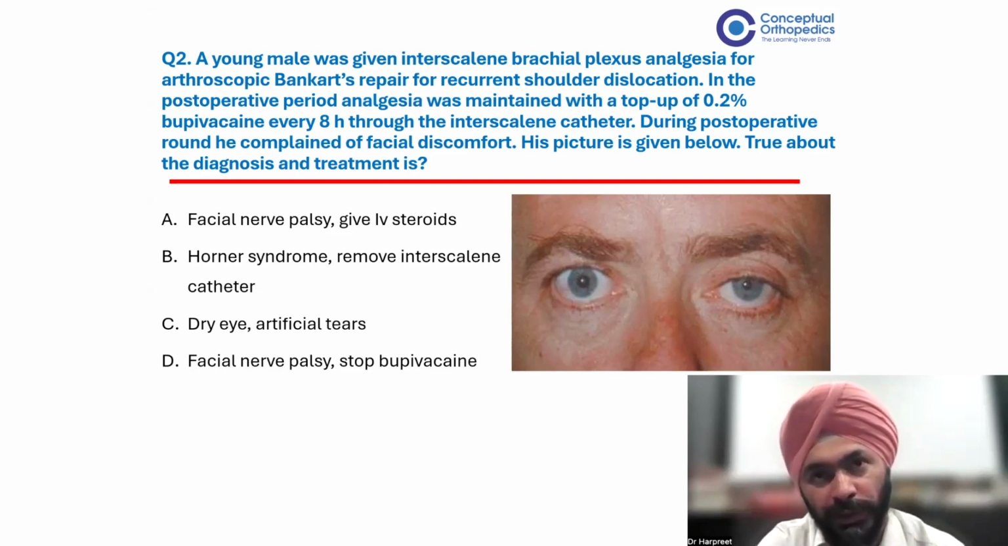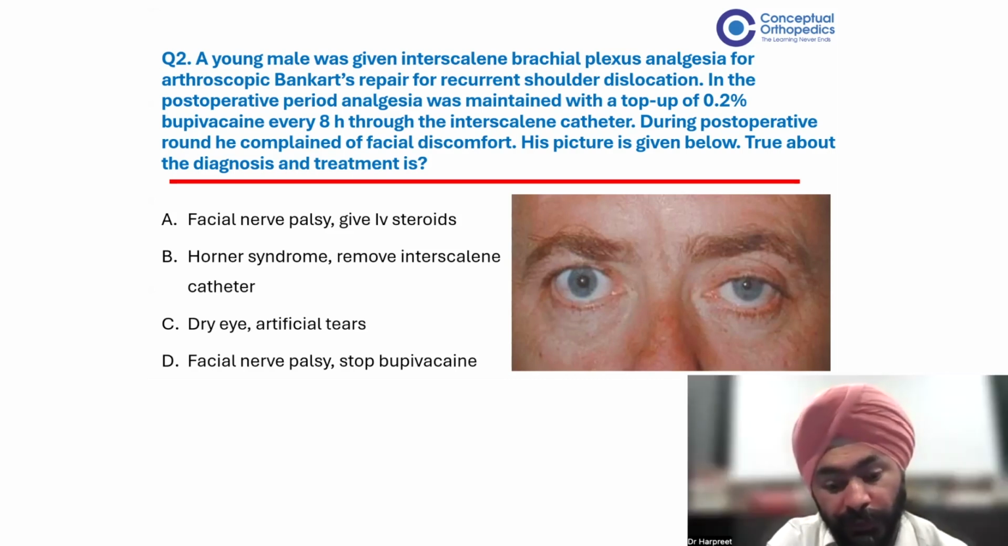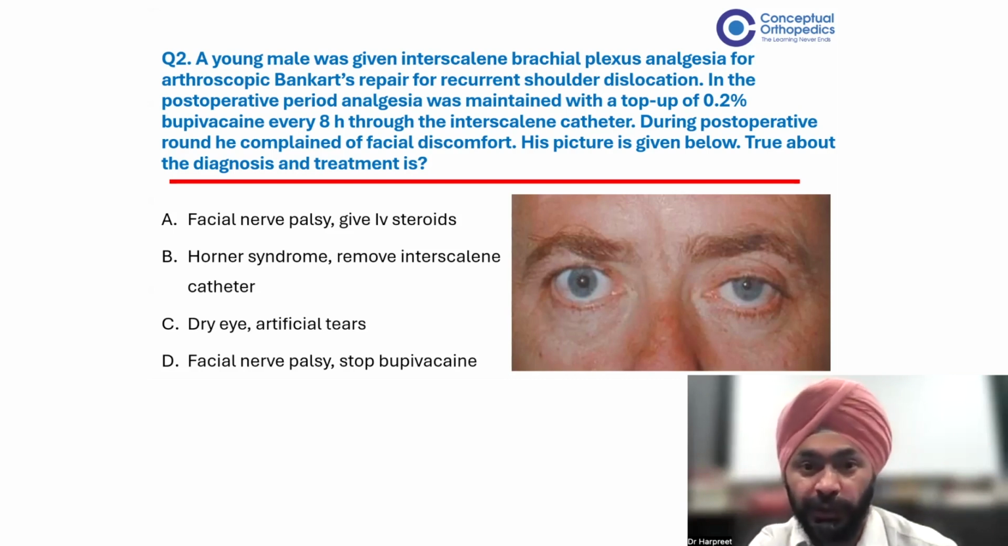Horner syndrome is a very common complication with interscalene block. Studies have reported it as high as 30 to 40%. So it's not that uncommon, but usually there is no long-term deficit. As soon as the effect of the drug wears off, the patient is okay. So you just need to take off the drug. There's no long-term deficit in these patients.